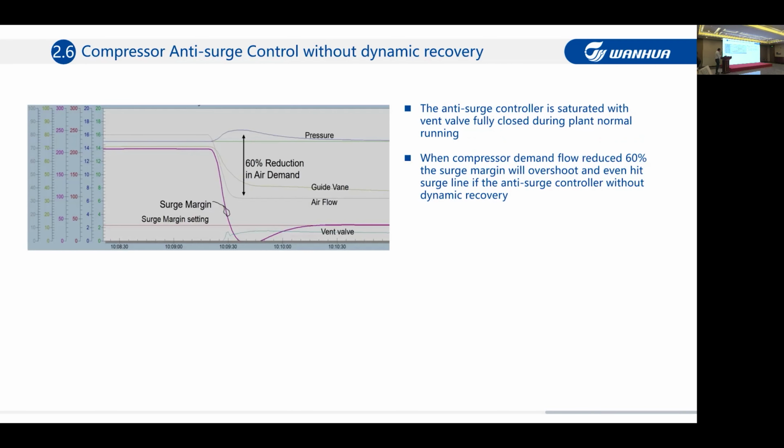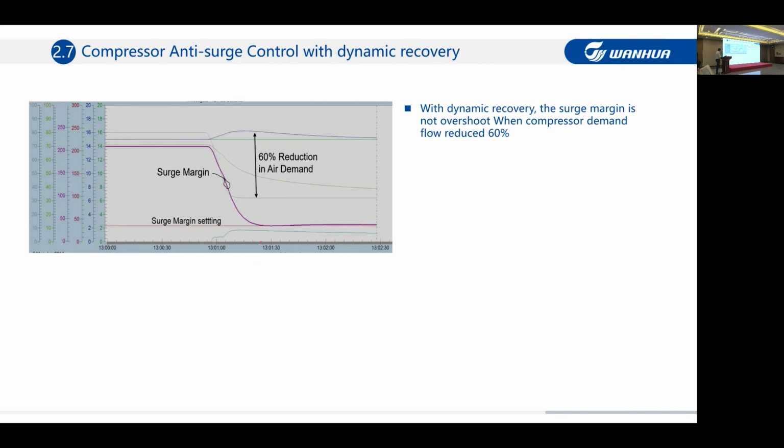This graph shows the antisurge control without the dynamic reset. You can see that when there is a 40% demand flow reduction, the surge margin significantly overshoots the setpoint, which is quite dangerous. It is almost close to the surge status.